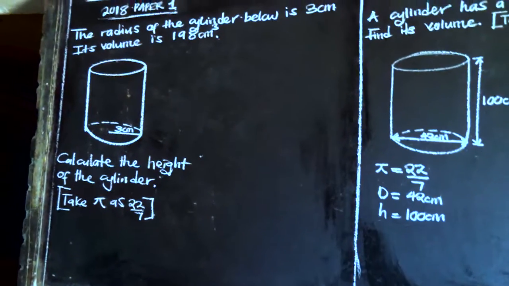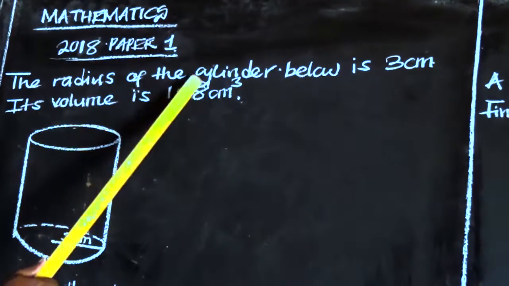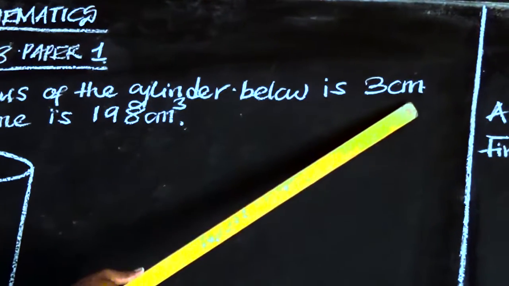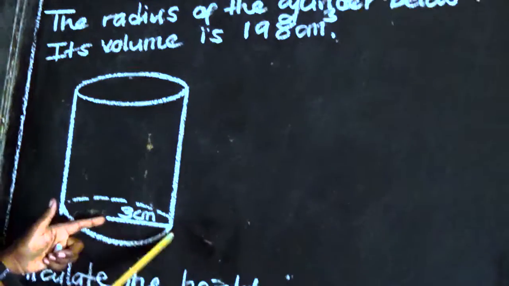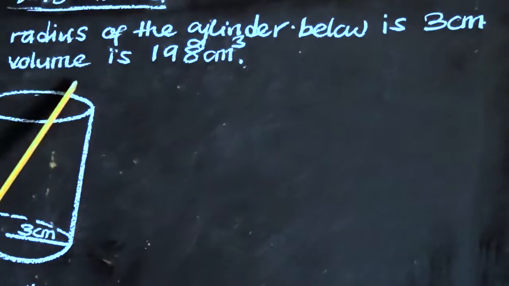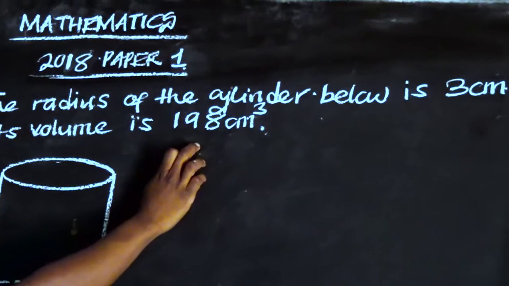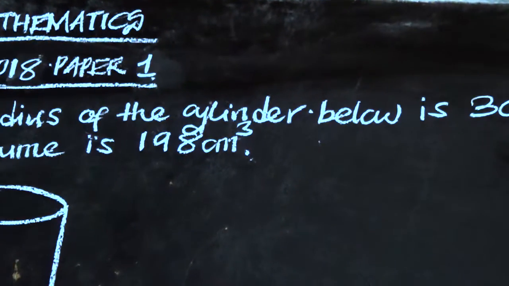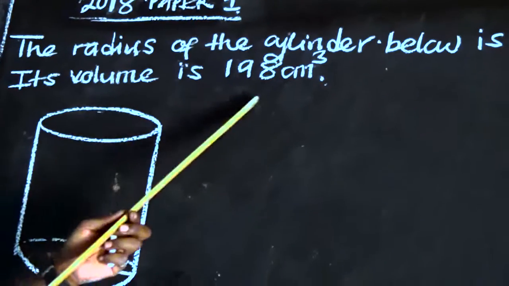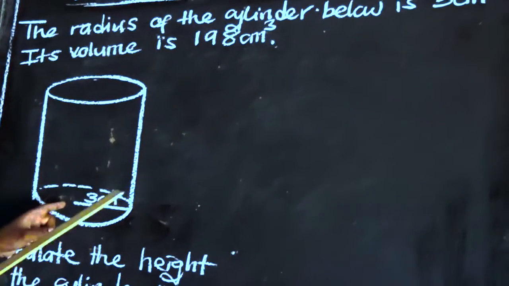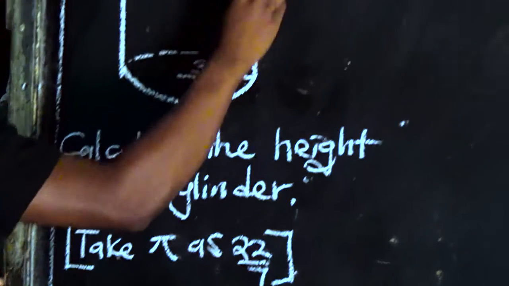Okay, so we can now look at 2018 paper 1. It's saying the radius of the cylinder below is 3 centimeters. So the radius is what? 3 centimeters. Okay? Now, the volume of this cylinder, the amount of space inside, is 198 cubic centimeters. So 198 cubic centimeters, this is our volume of this cylinder. Then the radius is 3. Then we're being told to calculate the height. We want h, the height.